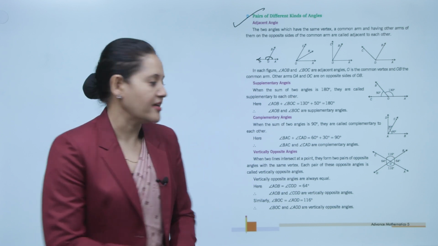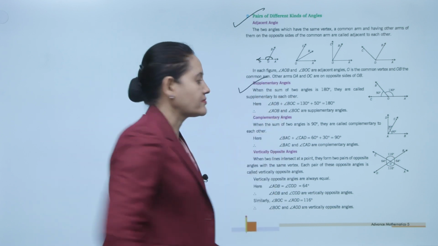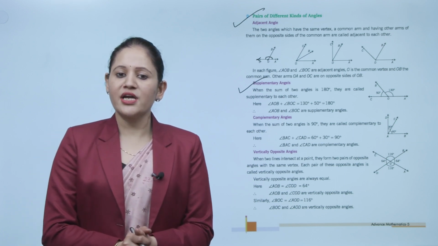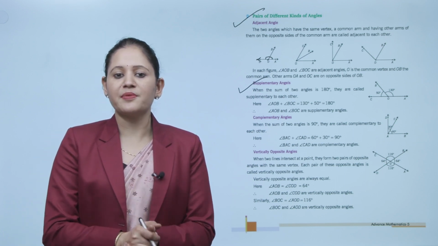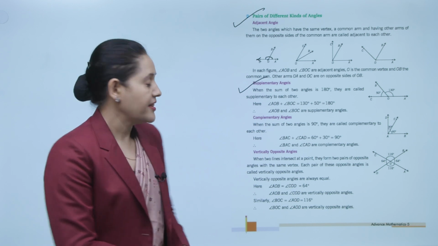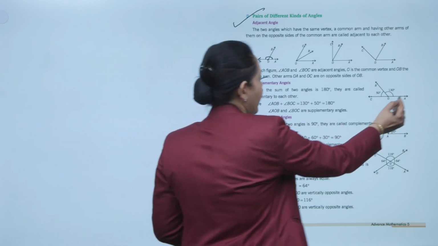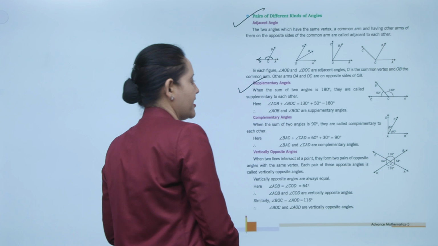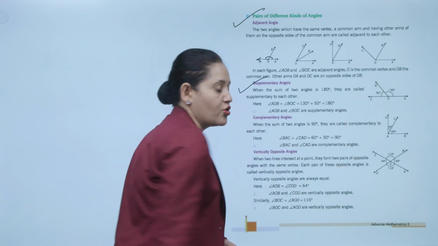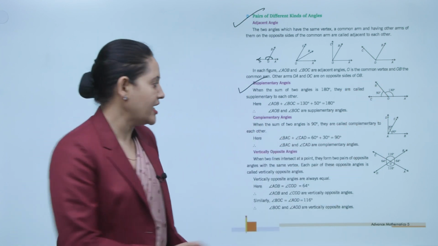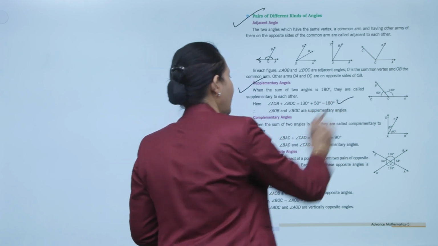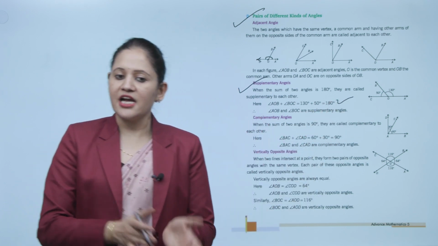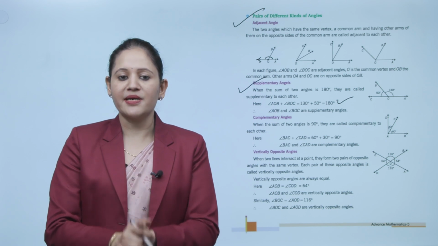Next is supplementary angles. When the sum of two angles is 180 degree, they are called supplementary of each other. Here, the angle AOB and angle BOC, total 130 plus 50, 180 degree. So they are called supplementary angles. Angle AOB and angle BOC are supplementary angles.